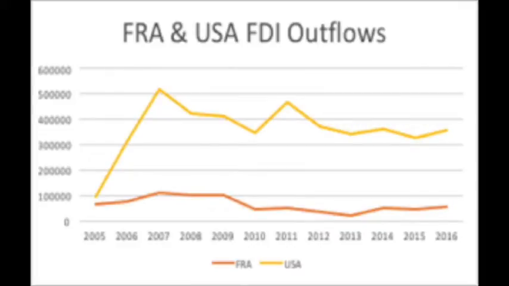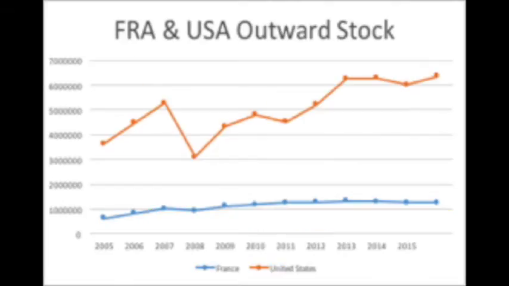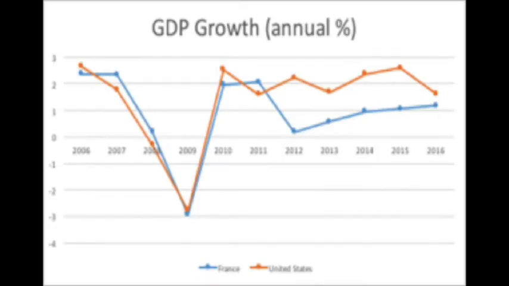Compare this to the U.S., whose data is less steady and shows many more drastic increases and decreases. While France shows more stability, the U.S. has had higher inflow and outflow values at each point from the years 2005 and 2016. Now we take a look at a measure of economic growth, gross domestic product.